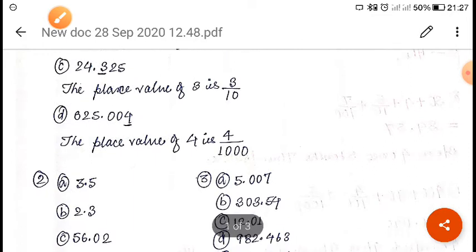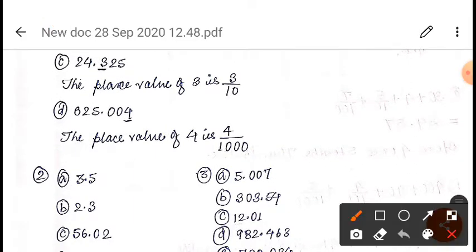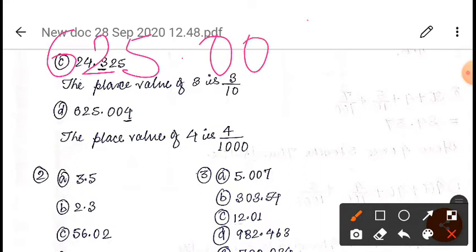In the same way, one more example. I know you may be getting confused, so I will give one more example. The next example is 625.004. You have to just write this 4, because the underline is given on the 4.